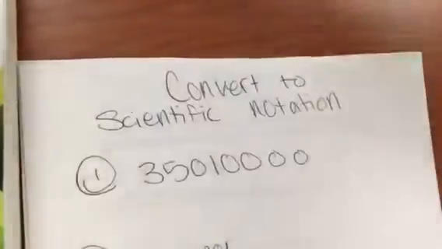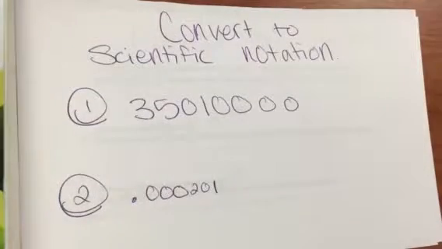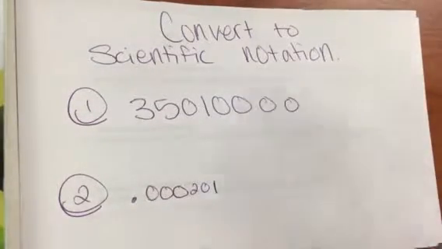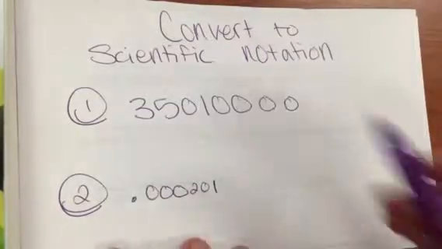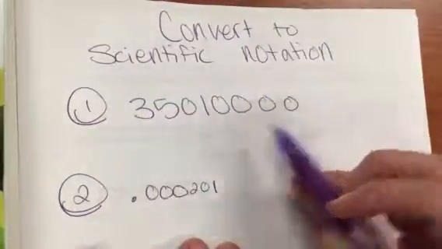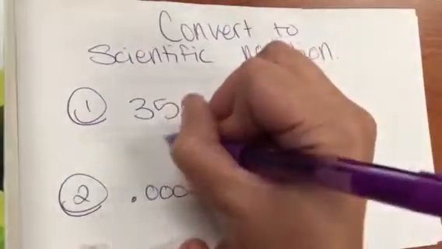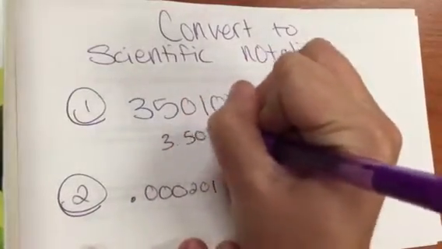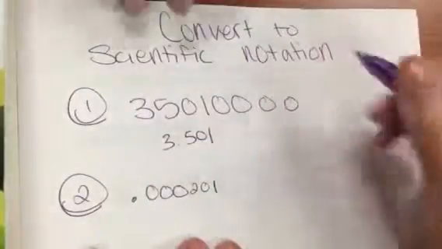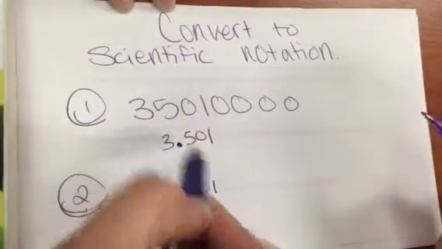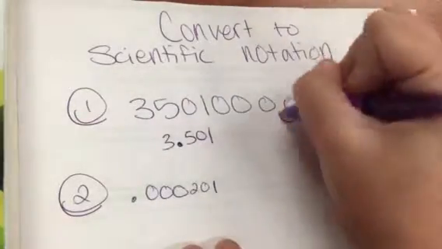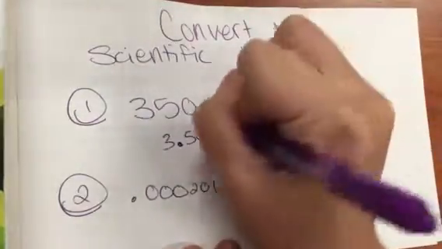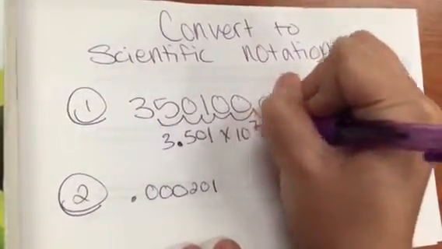Okay, moving on. Converting to scientific notation. This one was fun. Now, first step for scientific notation, we had to have a number between 1 and 10. So my number between 1 and 10 here, I have to include everything that's not a 0, would be 3.501. Then we move our decimal and go 1, 2, 3, 4, 5, 6, 7, so times 10 to the 7th.